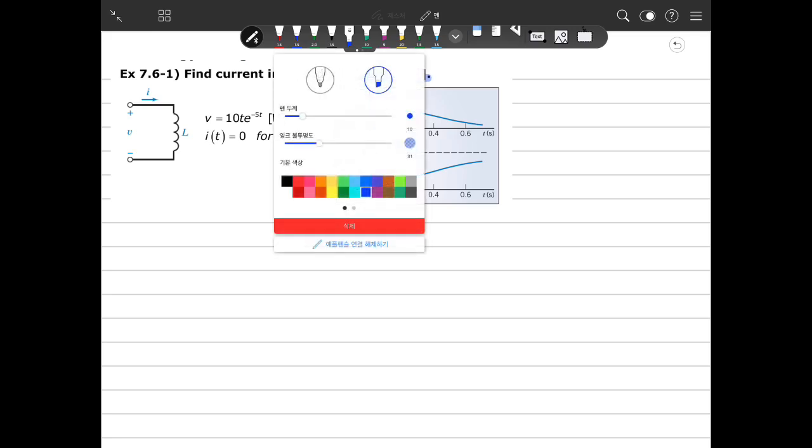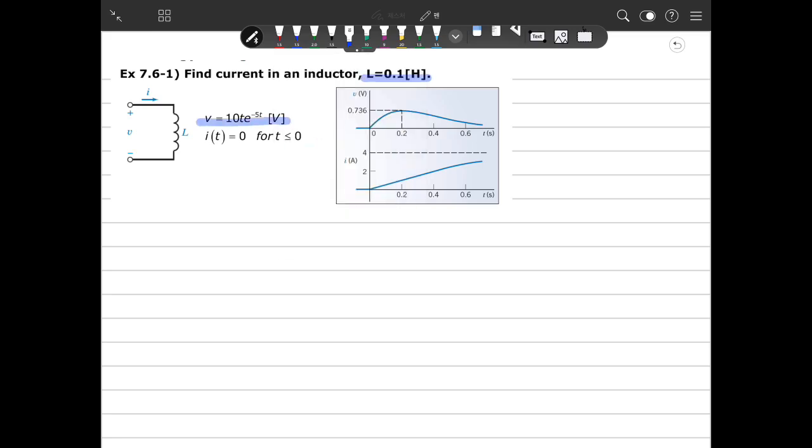Anyway, we will find the current here, but in the problem, the voltage across the inductor is given in this way. It looks complicated maybe. The graph of this voltage looks like this waveform here. So we need to define the current here. It's very simple. Oh, sorry, it's easy. Very easy. It's not complicated.